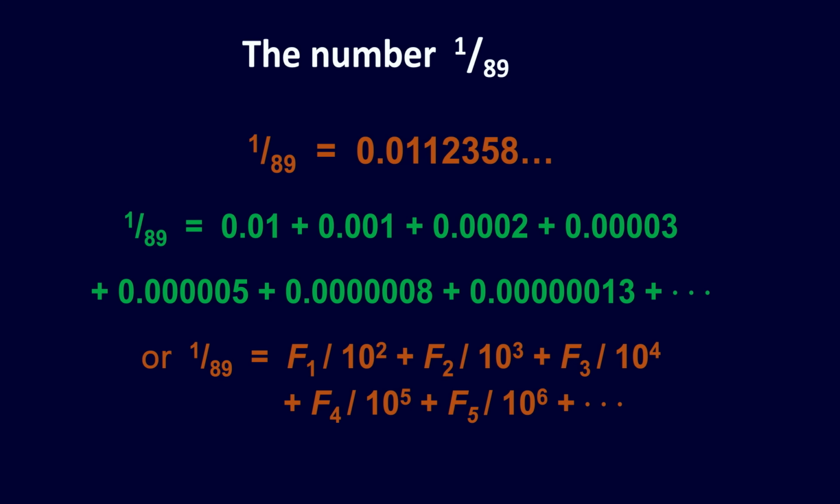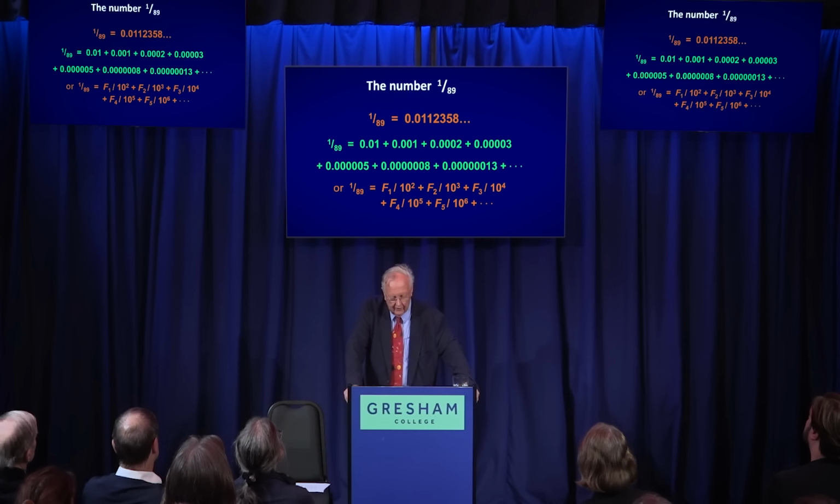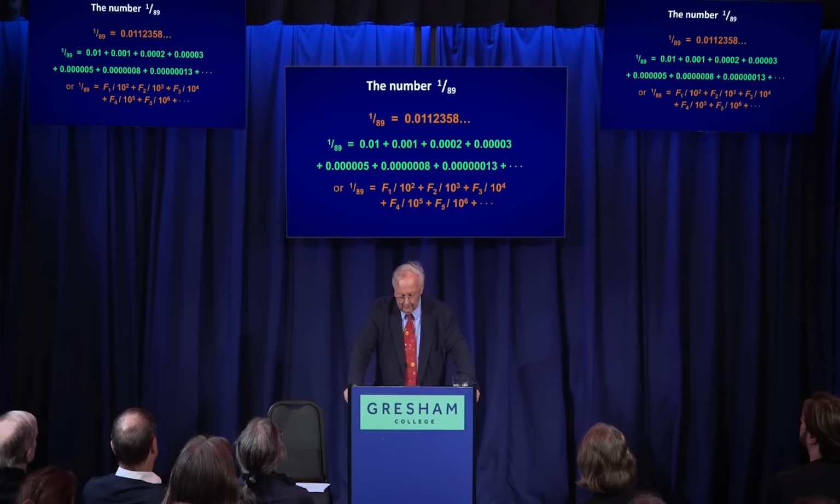To conclude this topic, I'd like to show you an unexpected feature of the Fibonacci number 89. The decimal form of its reciprocal, 1 over 89, begins with 0.011235, clearly exhibiting the early Fibonacci numbers. And indeed, 1 over 89 is exactly equal to the infinite sum shown in the middle, where you can see all of the Fibonacci numbers beginning to appear. Or in the form below, where the F's are the successive Fibonacci numbers. So this is a remarkable result, I think.